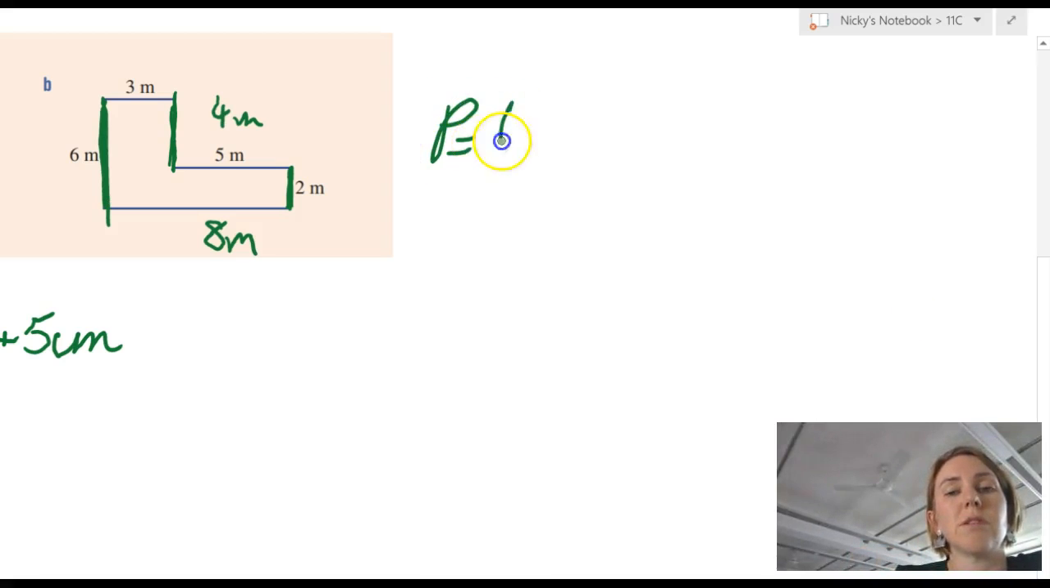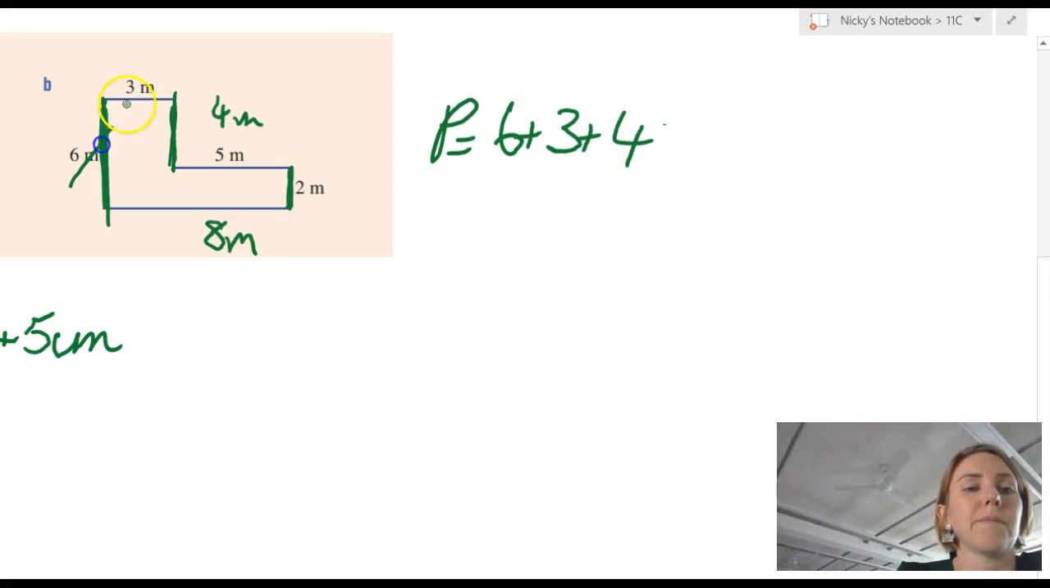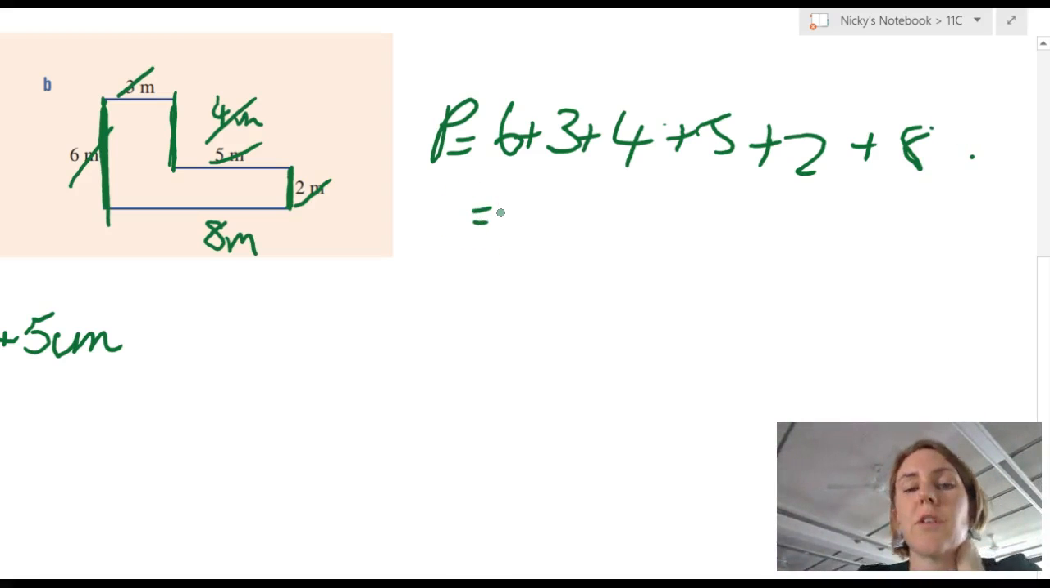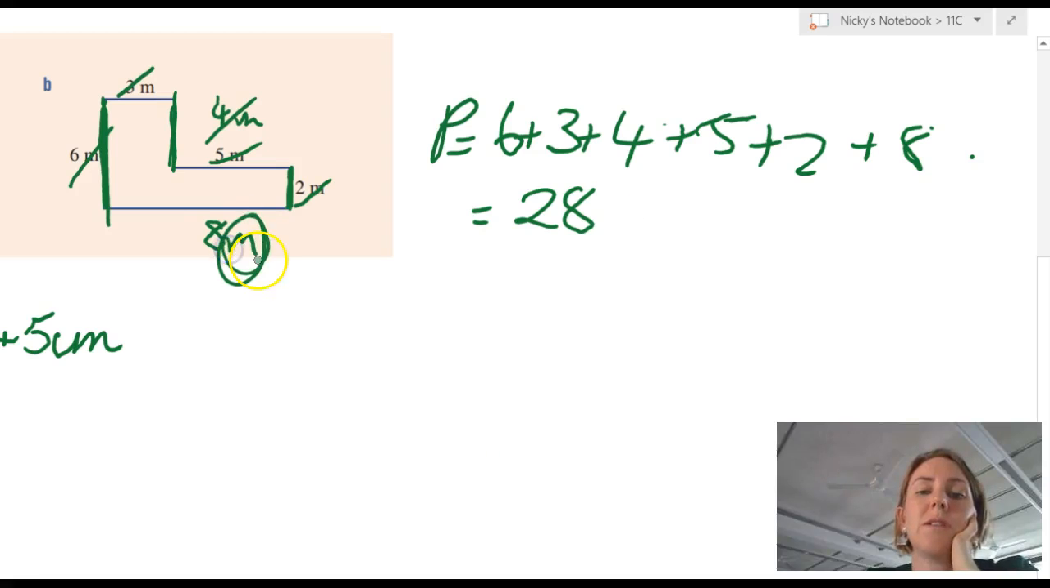P equals 6 plus 3 plus 4 plus 5 plus 2 plus 8. At this point I've got 6 and 3 is 9, plus 4 is 13, plus 5 is 18, plus 2 is 20, plus 8 is 28. Always check what your unit of measurement is. Metres in this case.